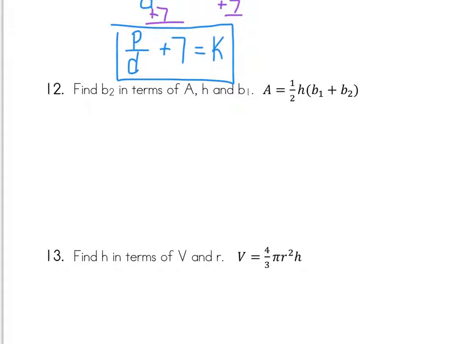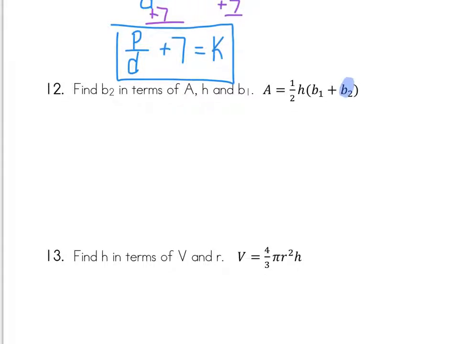Now moving on to 12, it looks like we need to find b2 in terms of a, h, and b1. So let's highlight b2. This is what we need to solve for and move everything else over to the other side. I'm looking at both sides and I see it's really complicated on the right-hand side and not so complicated on the left, which makes sense. We have to move everything from the right side to the left side of this equation.